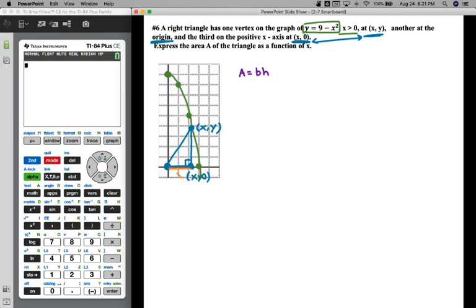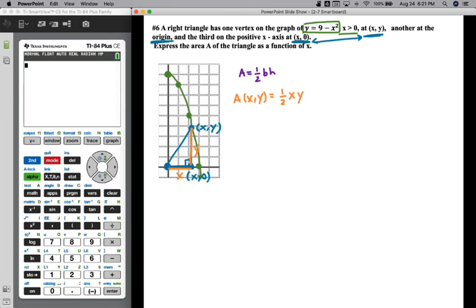Well, the base of this triangle is x, because to get from the origin to the point (x, 0), I have to move x units to the right. And the height of this triangle, well, the height of this triangle is y, because I move up y units to get from the point on the positive x-axis to the point on my parabola. So the area of this triangle in terms of x and y is just 1/2 xy. The area up here should be 1/2 base times height. Okay, definitely know the area of a triangle.